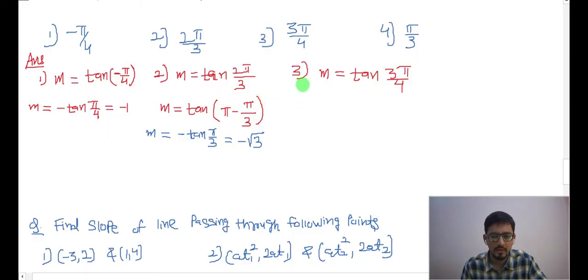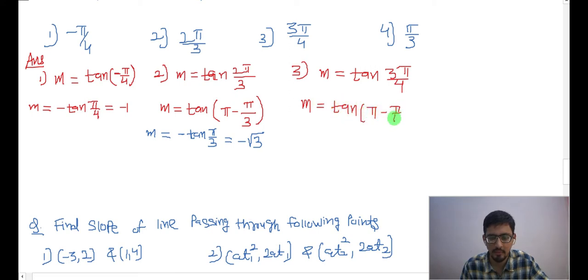Let's move to the next example. What is telling here? Here theta is 3 pi by 4. The slope will be what? tan 3 pi by 4. Now how to evaluate tan 3 pi by 4? With the help of what? Unit circle.